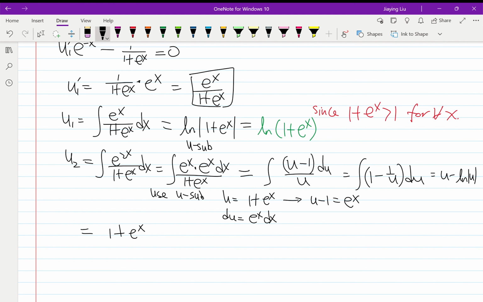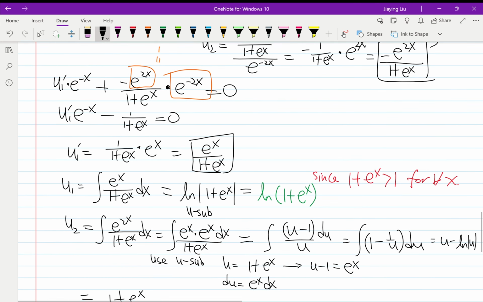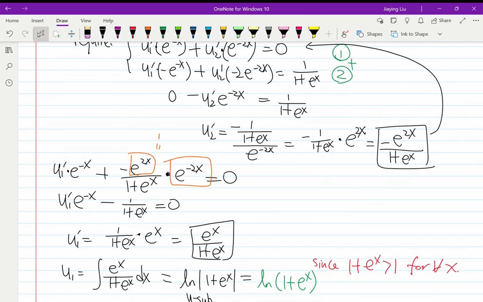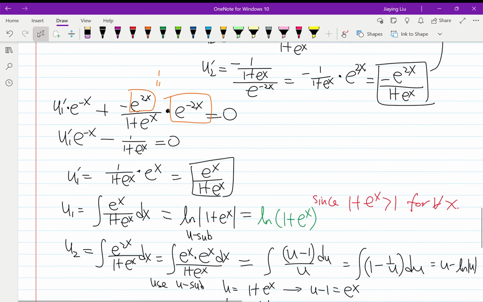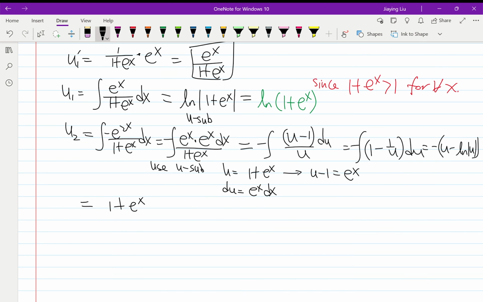I feel like I forgot the negative sign somewhere. Oh, I'm sorry. u2 prime is a negative e to the 2x. It doesn't change much. It's just going to be negative. So I'm going to bring the negative outside. My apologies. We get a negative here. So it's a negative 1 plus e to the x plus natural log 1 plus e to the x. Any questions?